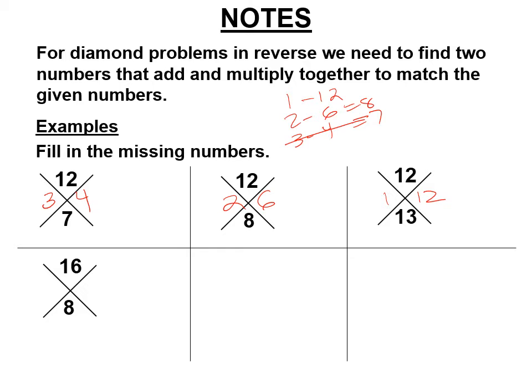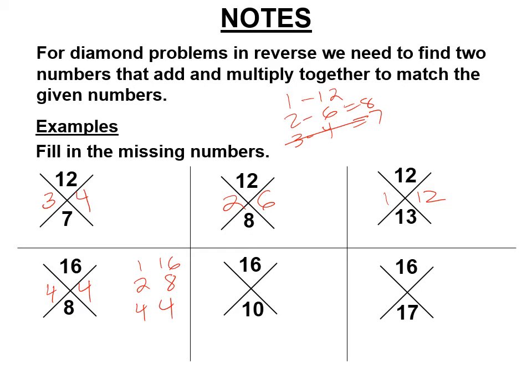All right, so 16, right? So it could be 1 and 16, 2 and 8, and 4 and 4. So which one of those add up to 8? 4 and 4. Which one adds up to 10? 2 and 8. Which pair of factors add up to 17? 1 and 16. That's how it works. This can be done other ways, but that's the way I like to do it. You look at the factors of the top number, and of the factors of that number, which combination adds up to the bottom number you need.